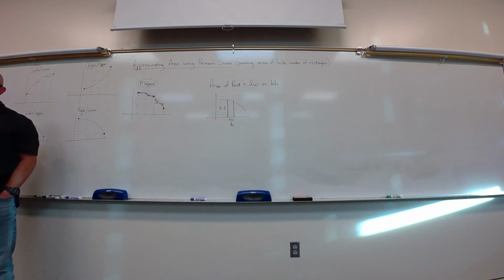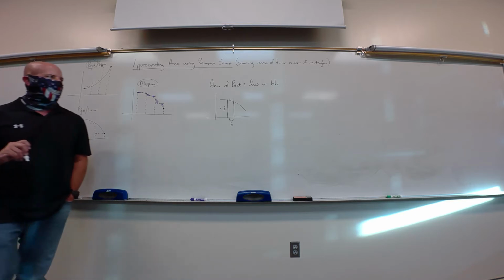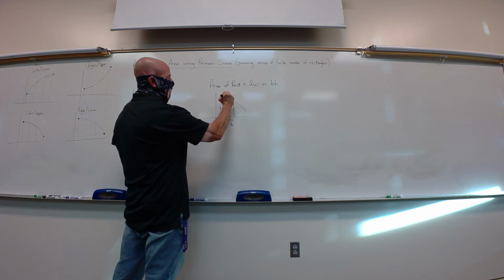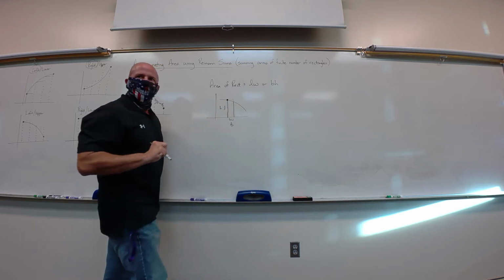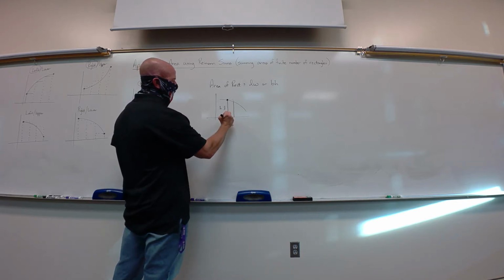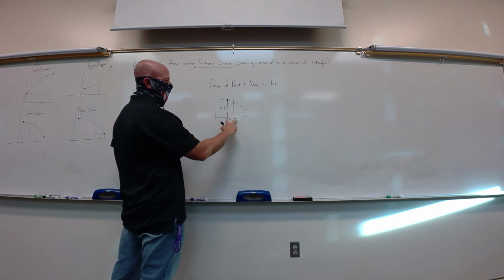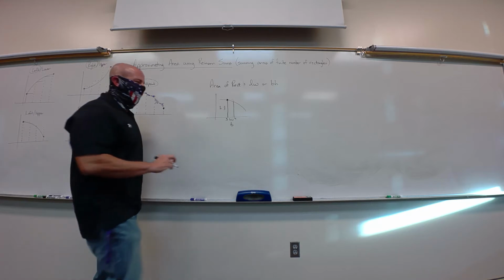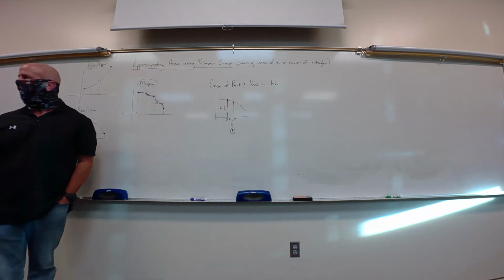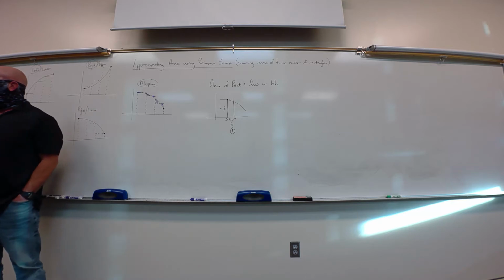Everyone okay with that? Yeah. Now, this right here would be a function value. All right, so let's put some numbers in here. Let's say that this was a 3 and this was a 4. That would mean the base is 1, or the width is 1. You want to agree with that? Yep.